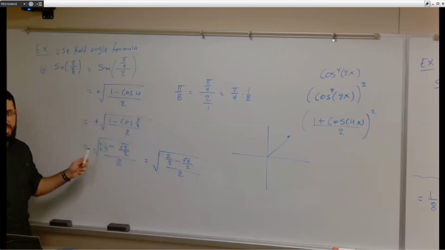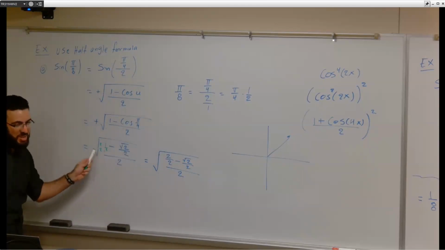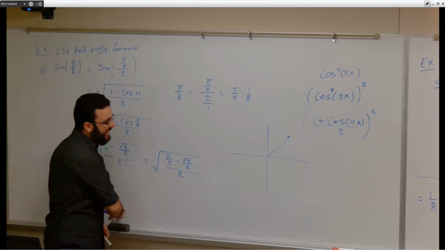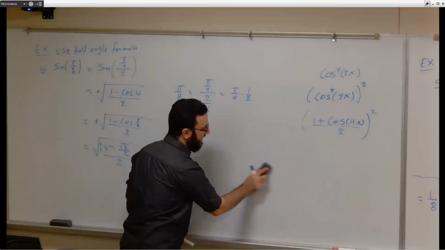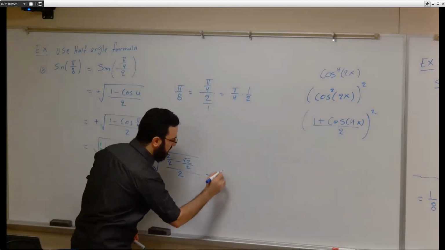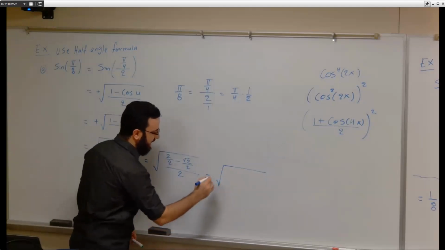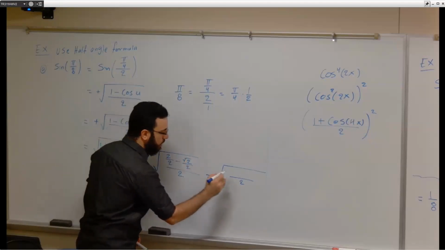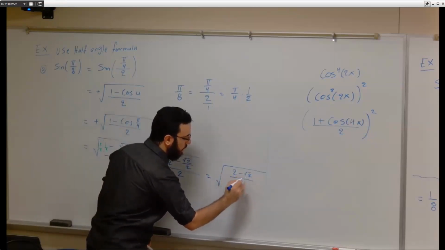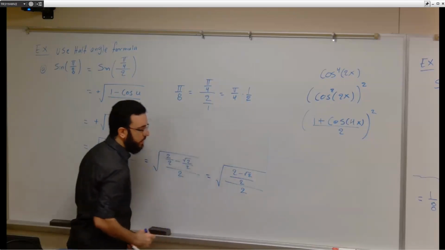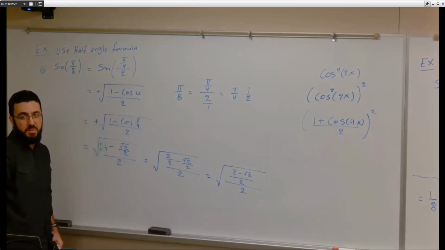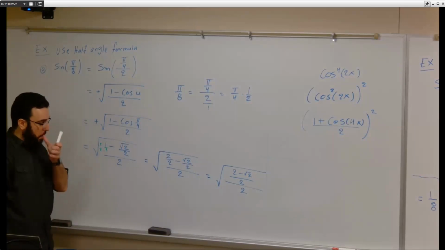You got it, this step? Yes or no? Just find the least common denominator, combine these together. Now, what's the next step? This one is going to be equal to the square root of 2 minus square root of 2, and everything divided by. Yes or no? Now, what's the next step?